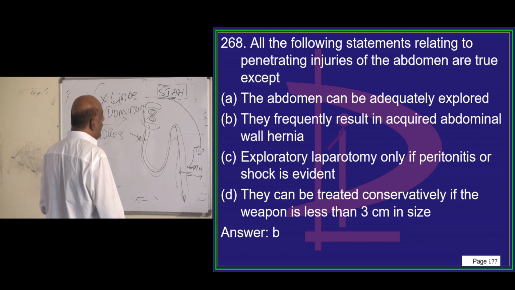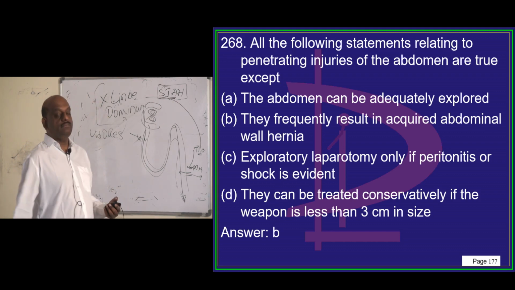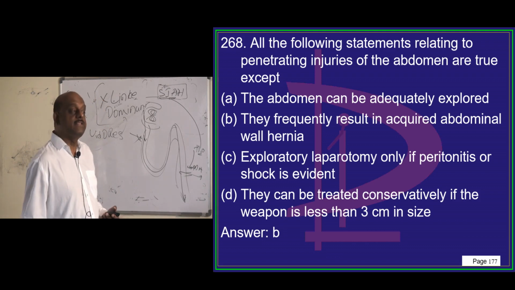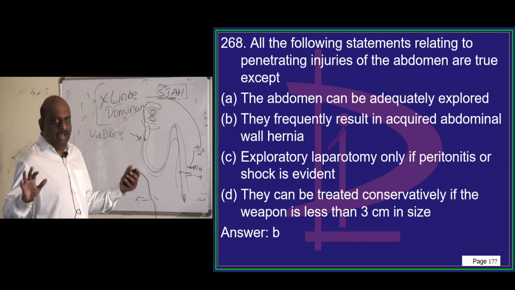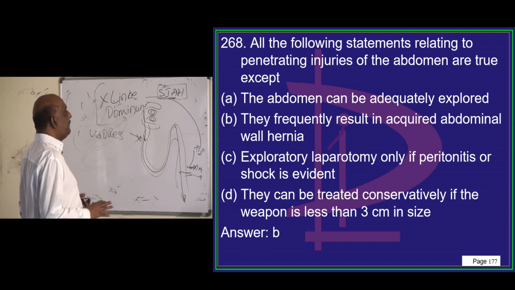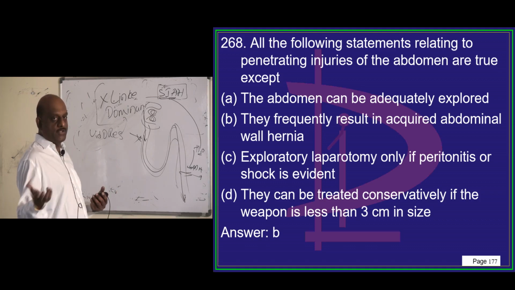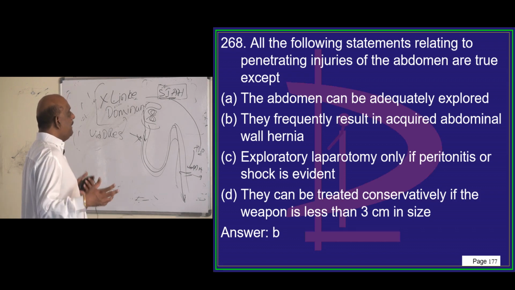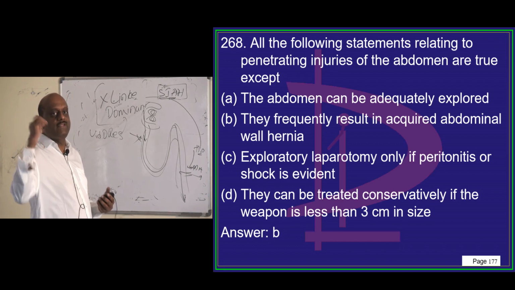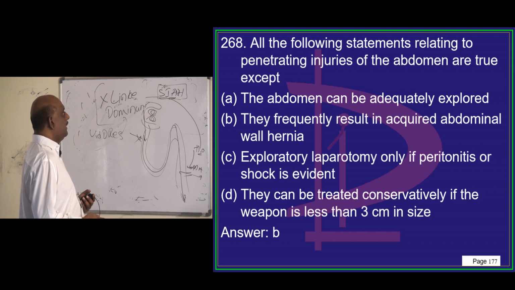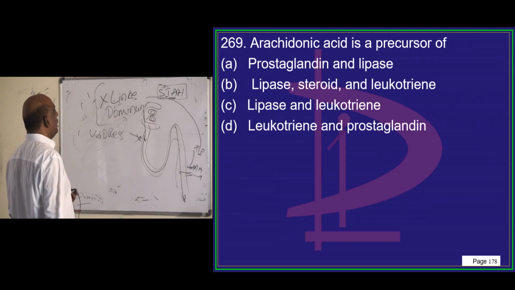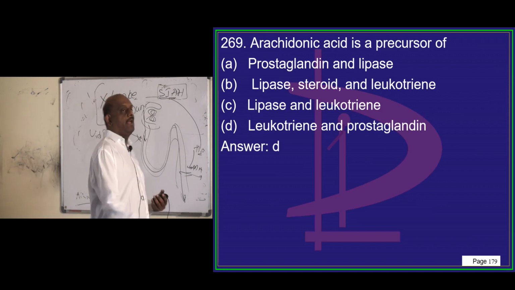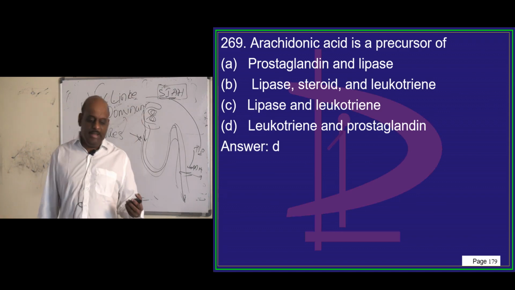About the penetrating injury of the abdomen, what are all the things that you know? The abdomen needs to be completely explored. Exploratory laparotomy should be done only if peritonitis or shock is evident. And they can be treated conservatively if the weapon is less than 3 centimeters in size and it does not lead to any acquired abdominal hernia. Arachidonic acid is the precursor of prostaglandins and leukotrienes, as all of you know.